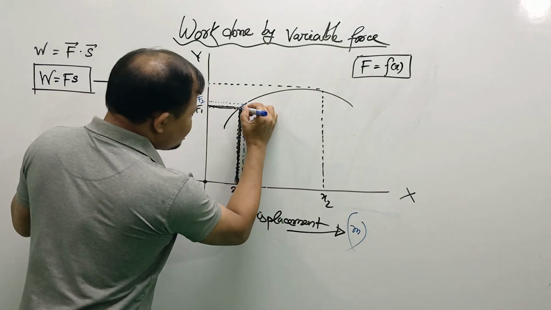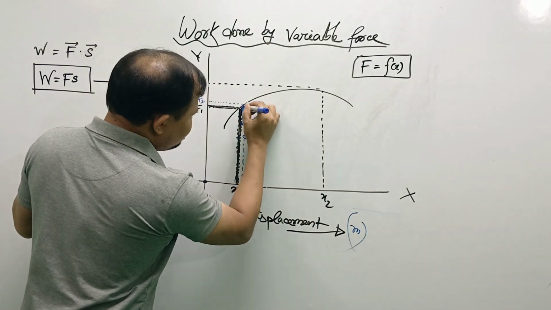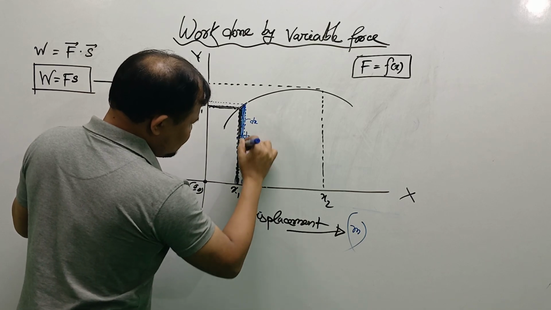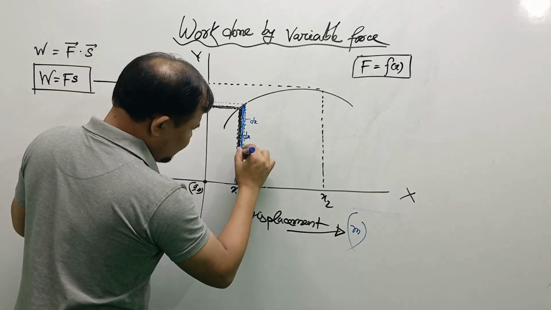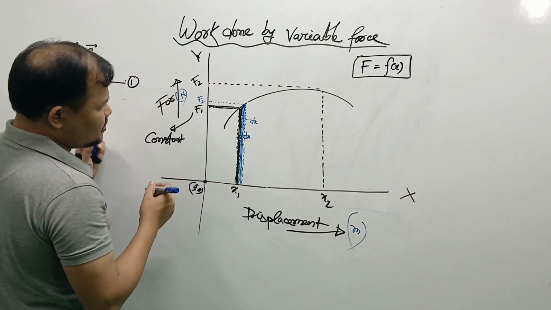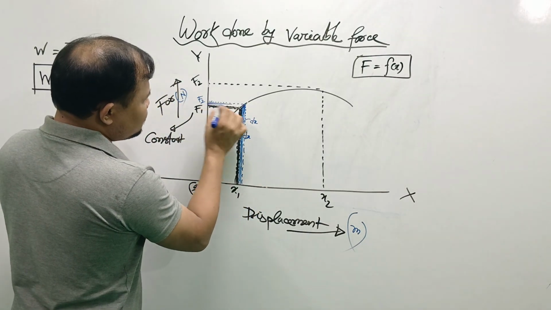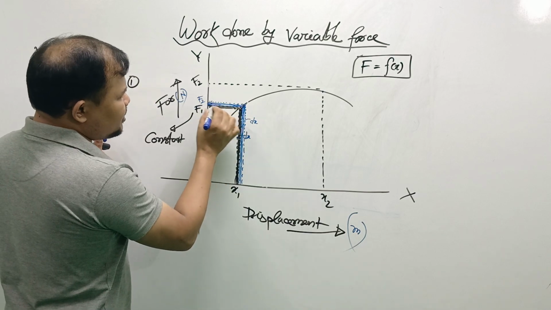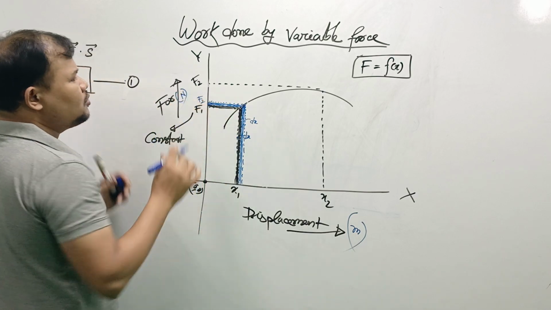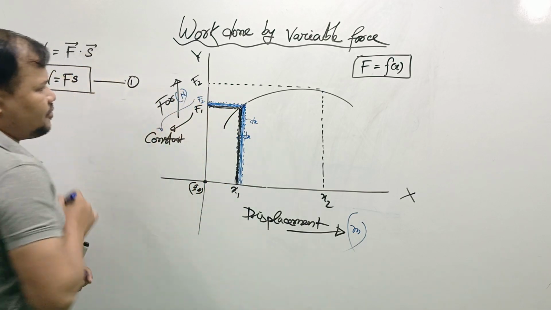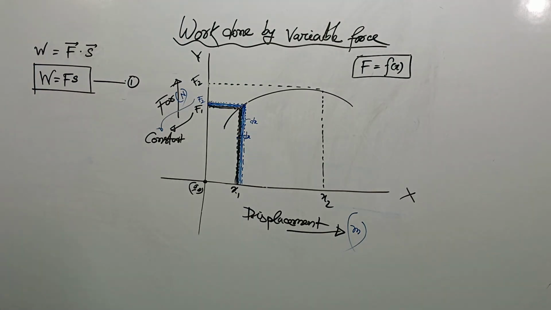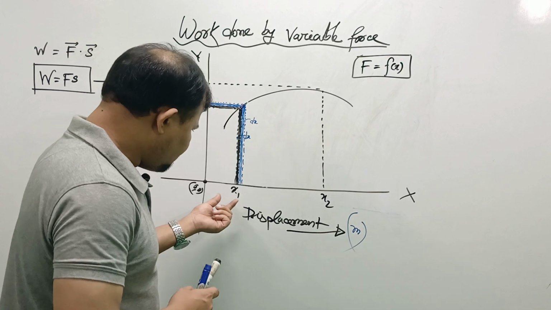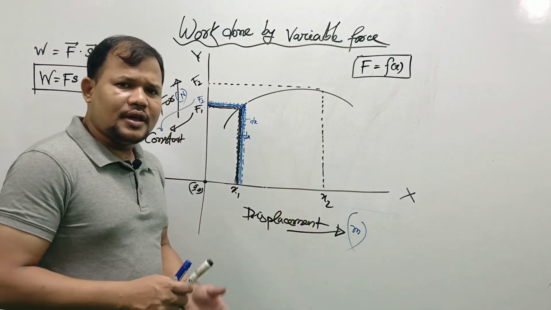If we take a very small displacement, suppose this displacement is dx, because of this displacement we need a small amount of force. This very small force F2 looks like a constant force, another constant force. Now, if we divide the displacement between x1 to x2 into many thin parts of the same width.